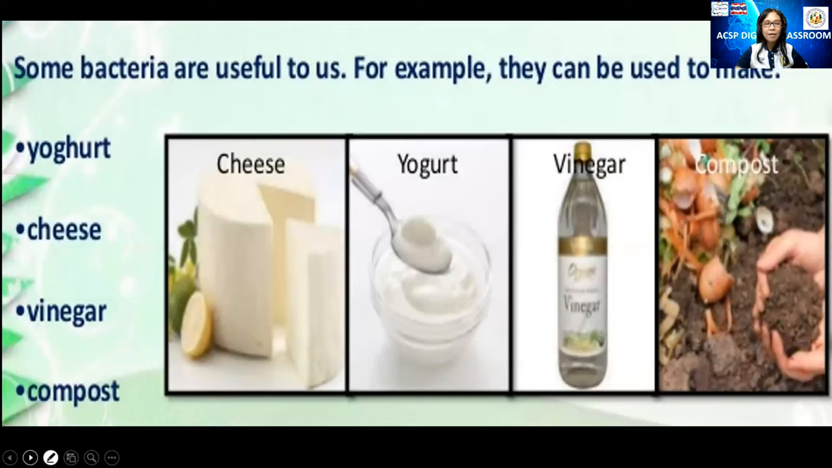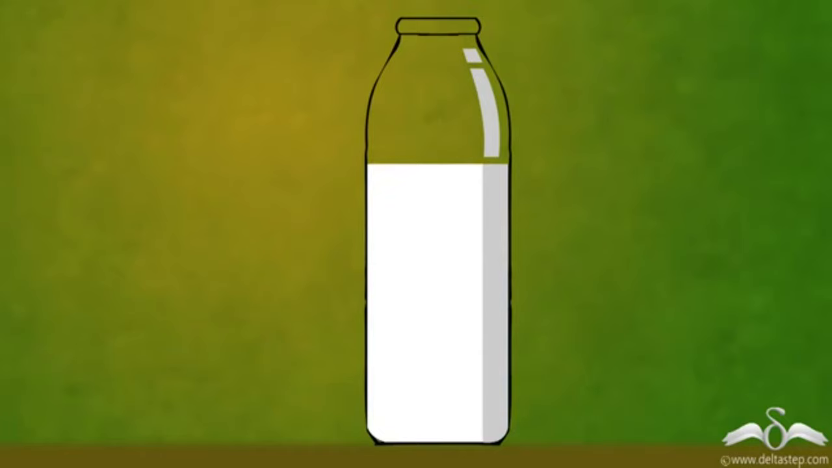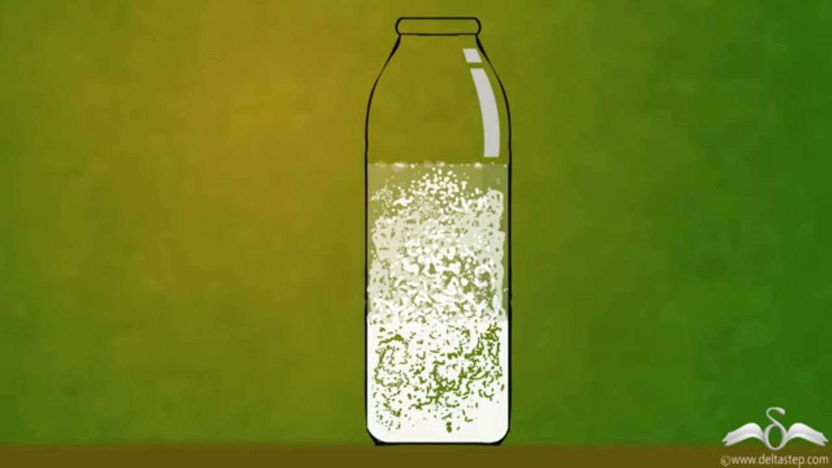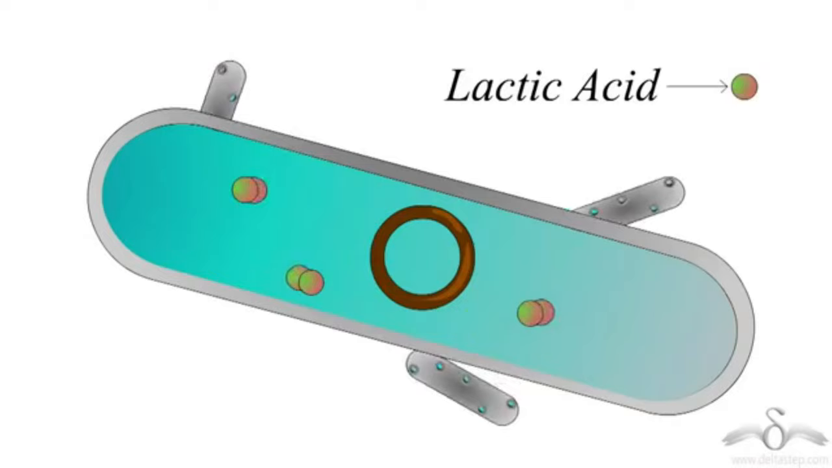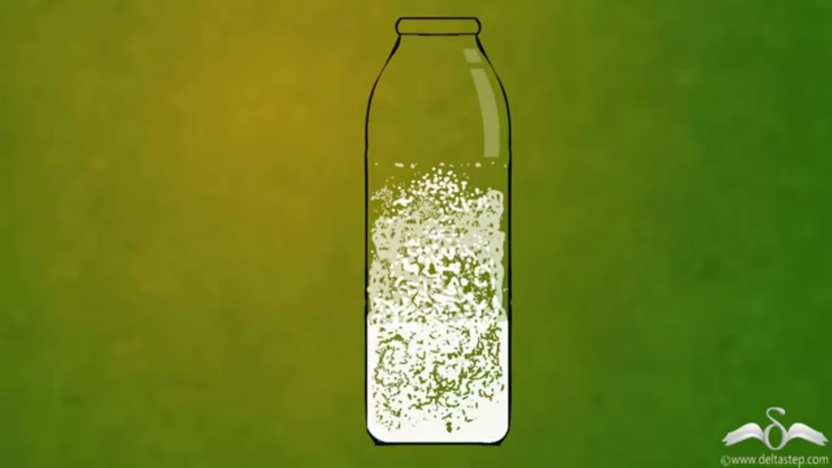All right, some bacteria are useful to us. For example, they can be used to make yogurt and cheese. As what I showed you before, that is vinegar and compost. So some bacteria are very useful, but some bacteria are harmful. So I'm going to show you how milk becomes yogurt. This is milk. Some amount of bacteria escape at room temperature for a day. It forms curd, C-U-R-D. Because the bacteria present in the milk take glucose of the milk and the bacterial enzymes present inside break down this glucose to lactic acid.